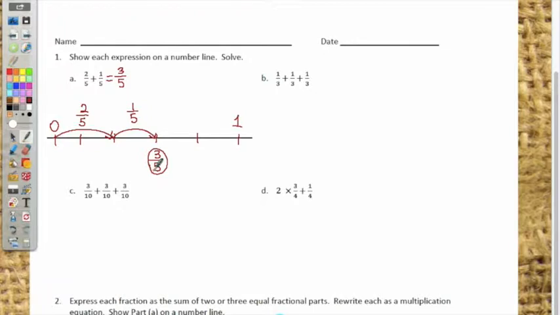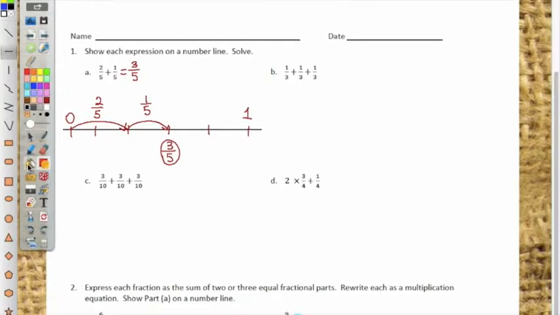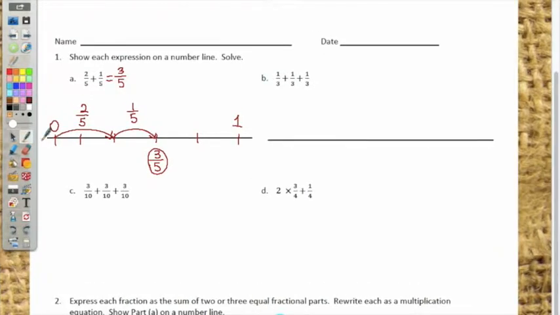Let's do B now. B's a little different, but not much. We did this yesterday in class, okay? So 1/3 plus 1/3 plus 1/3. What's the answer? 3/3. 3/3 or 1 whole. Okay? So the end marks on the number line are pretty easy to figure out, aren't they? 0 and 1.